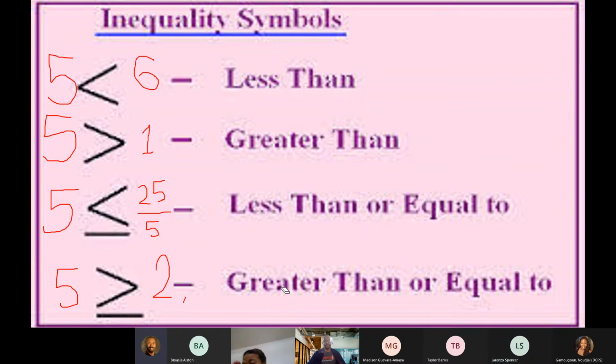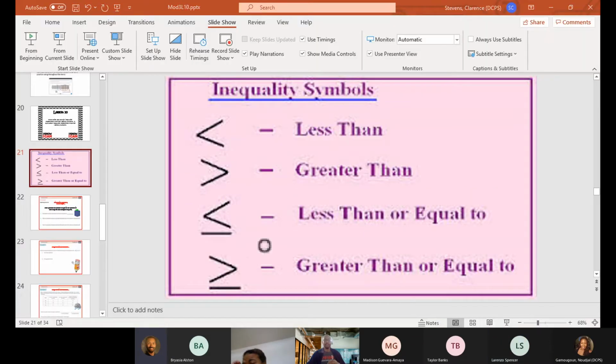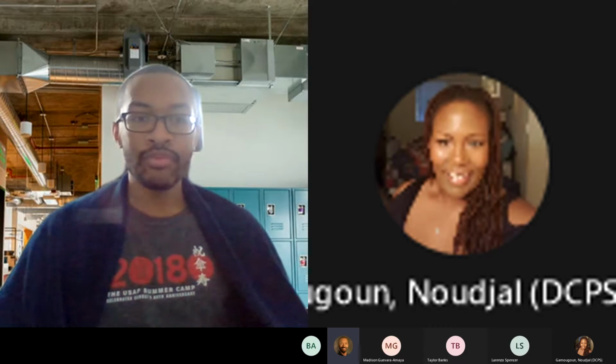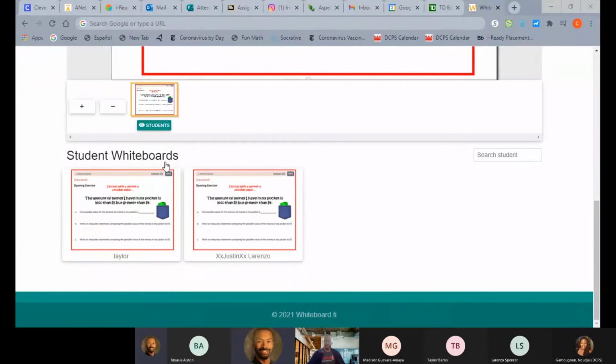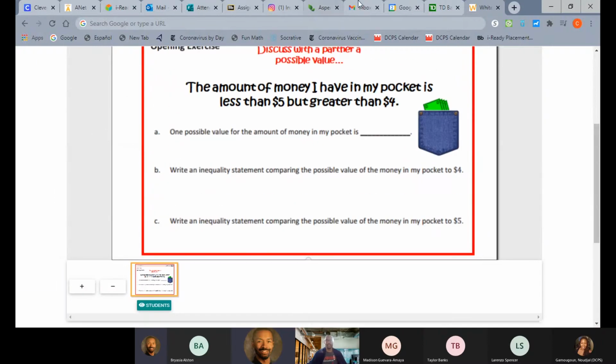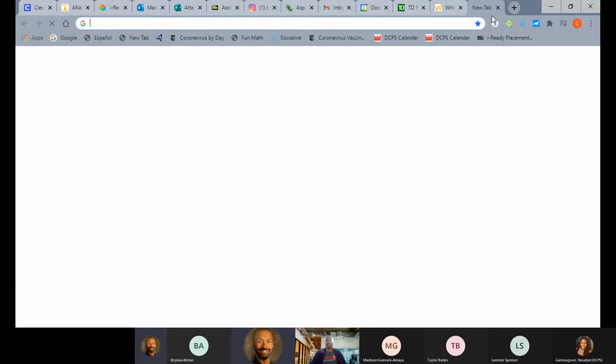So now that we have been refreshed on inequalities, I'm going to ask all of you to go to the whiteboard. Alyssa told me she can't get in, but that's okay. She's still going to follow along. Thank you, Taylor and Lorenzo, for being in the whiteboard. I need Briasia to open the whiteboard app, and I need Madison to open the whiteboard app and work on this problem. There's 3 sections. I'm going to give you guys 3 minutes to work on this.